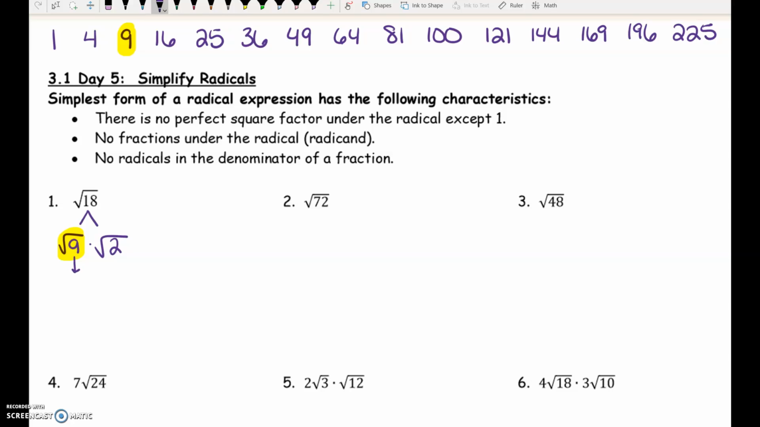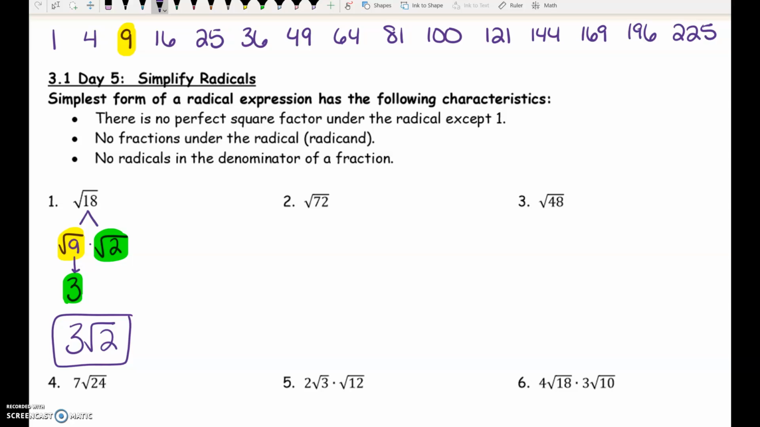We can do the square root of 9. What is the square root of 9? 3. We cannot do the square root of 2, and we can't split it up anymore. The square root of 2 is some crazy decimal that keeps on going. So we now have 3 and the square root of 2. Our final simplified answer is 3 times the square root of 2.